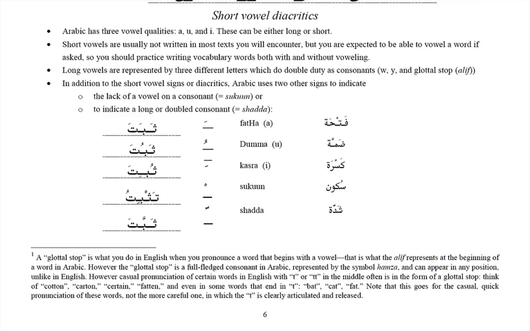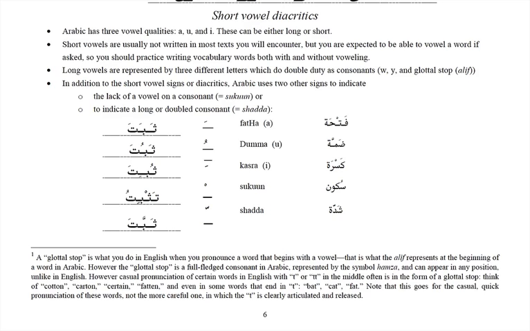In addition, there are 2 other diacritics that are very important to know. One is the sukoon sign. That means that the consonant does not have a vowel. It's pronounced without a vowel. And a shadda over a consonant means that it is doubled.